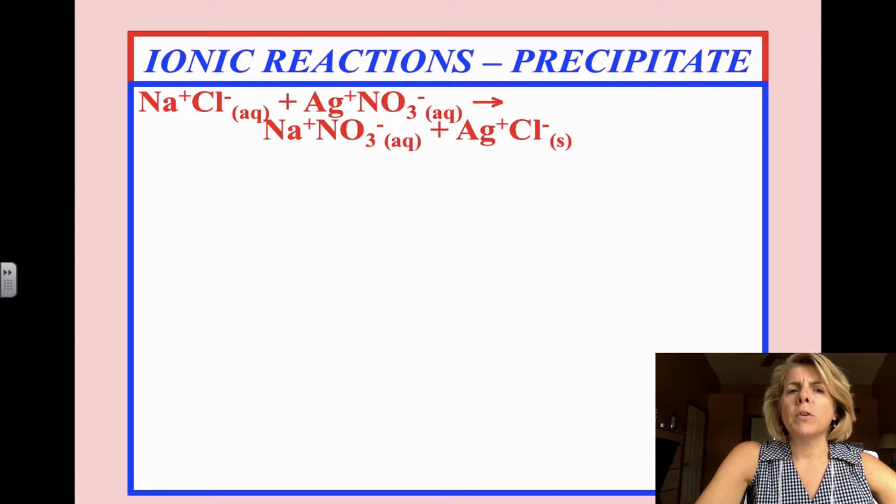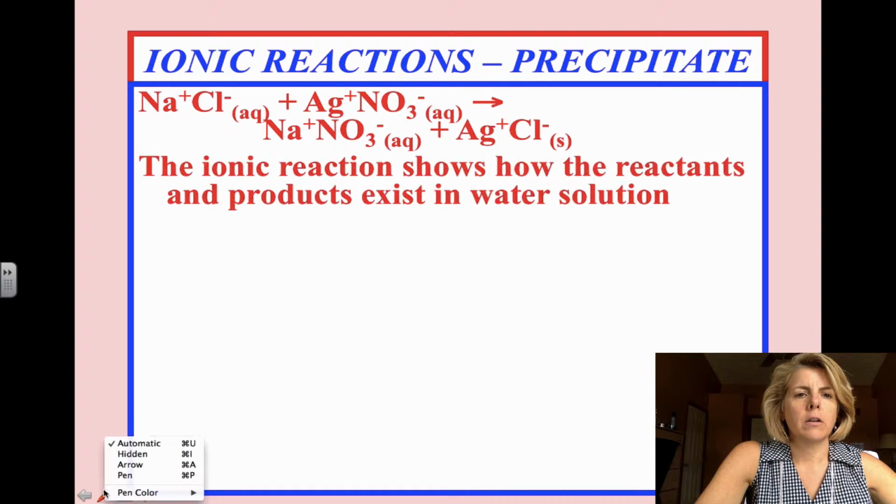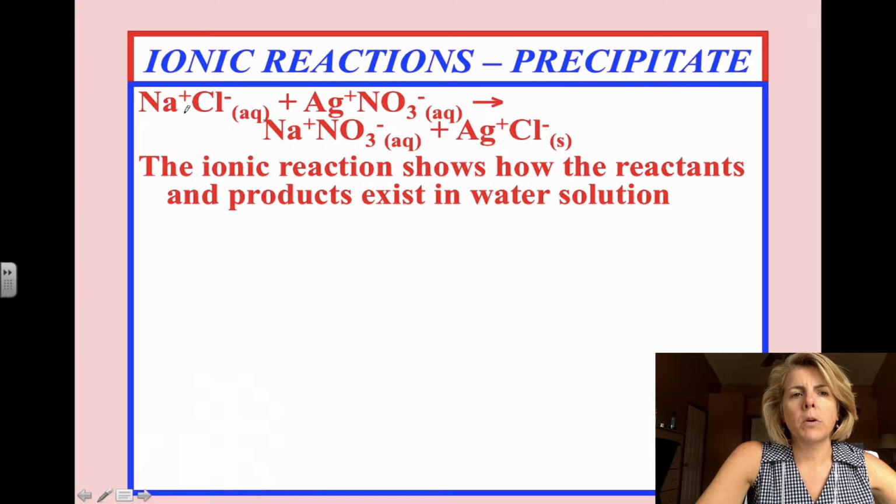So what we're essentially doing is taking the individual elements or their ions and breaking them down, and we're looking for formation of a solid. If you look at this chemical equation here, we have sodium chloride broken down into the ions, and we're adding silver nitrate to it. On the product side we get sodium nitrate and silver chloride. Notice that silver chloride is the precipitate.